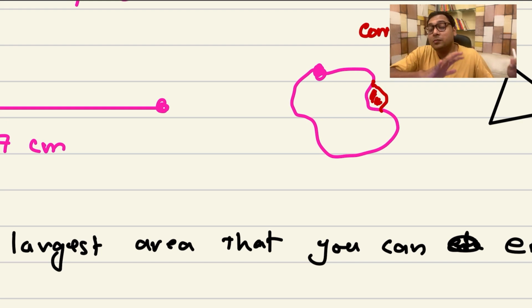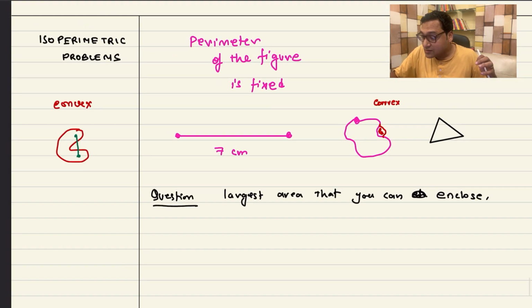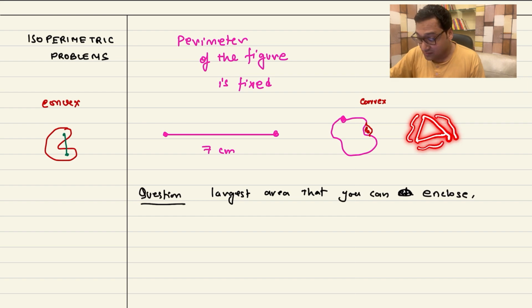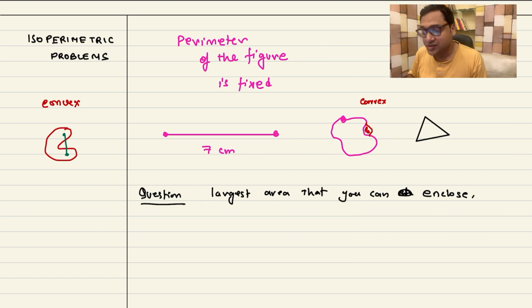Now, the problem that came up in the Olympiad is a bit different. It asks, what if it's a triangle? Not only it's a triangle, it's an integer-sided triangle. So all the side lengths are integers. And they sum up to 7. So the perimeter is 7. What if the side lengths are integers? Then what is the largest area that you can enclose?